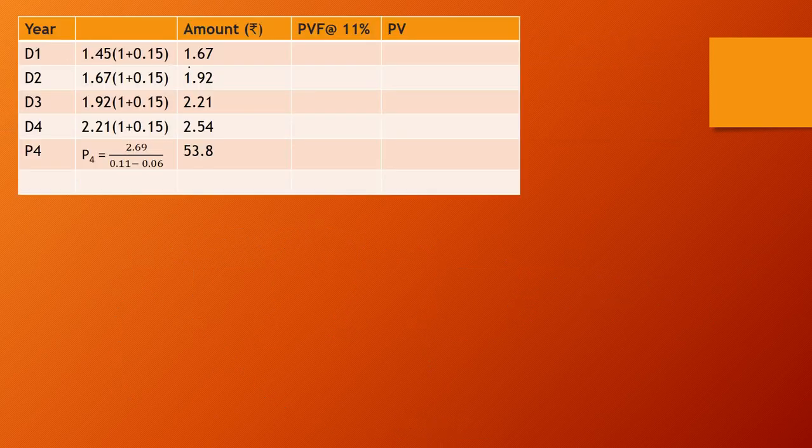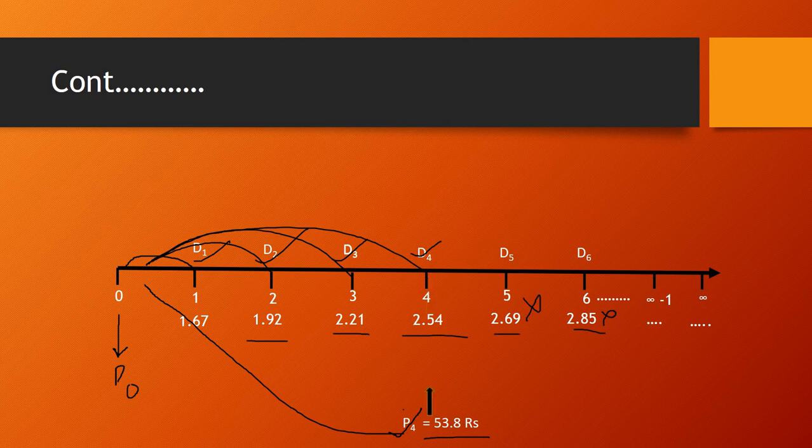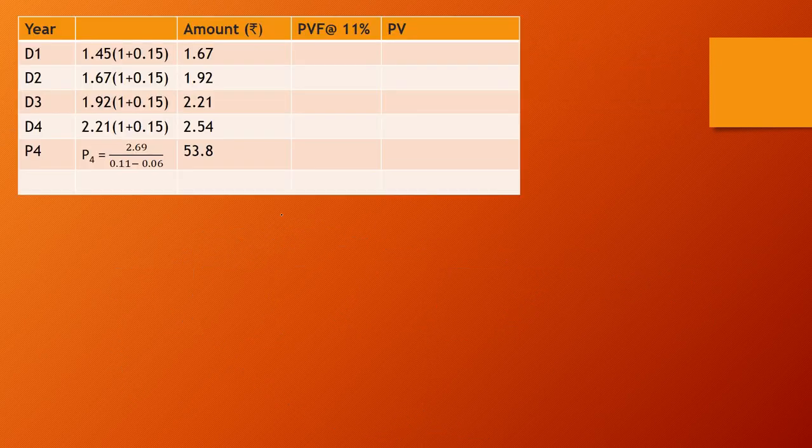Now we have learned that D1 is 1.67. If you are going to see the previous slide, D1 is 1.67, D2 is 1.92, 2.21, 2.54 and this 53.8. So the same thing I have written over here. Your D1 is 1.67, D2 is 1.92, D3 is 2.21, D4 is 2.54 and P4 is 53.8. And in the question it's given that KE is 11%. So let's calculate the present value factor at 11%.